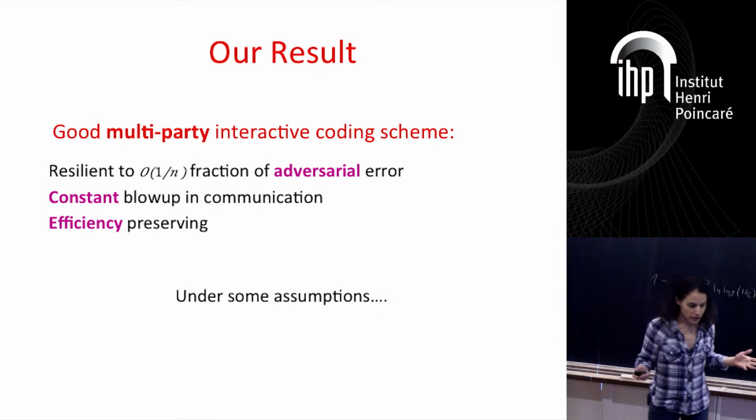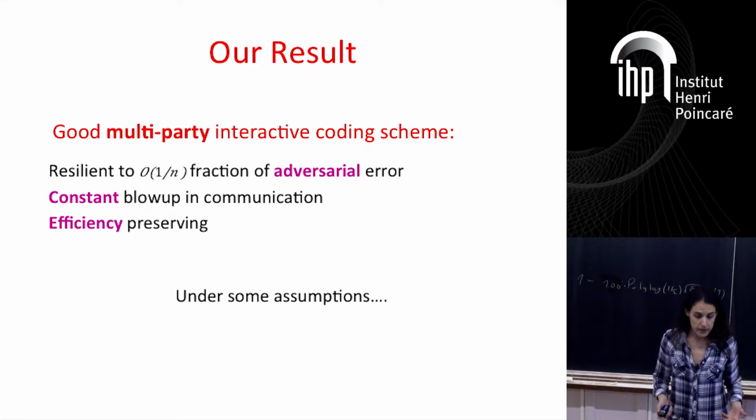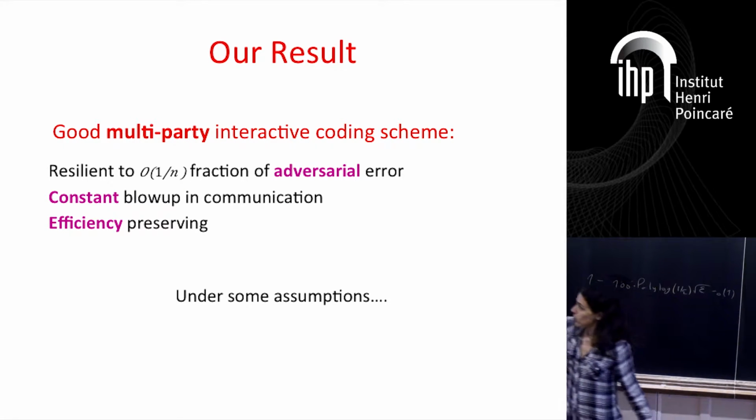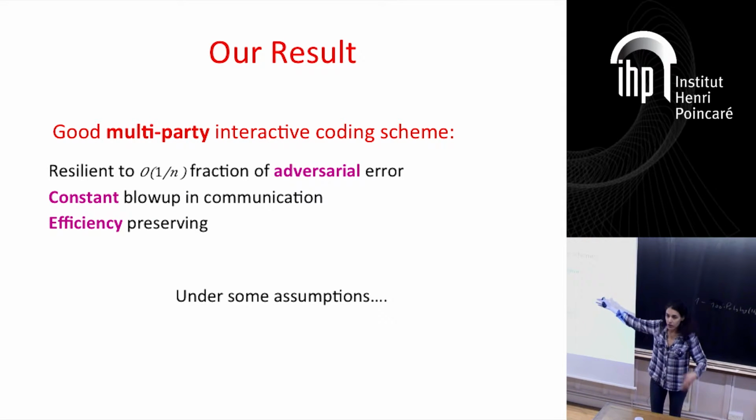We show that in the multi-party setting, we construct an interactive coding scheme that is resilient to a constant over n fraction of adversarial error, where n is the number of parties. The error can be anywhere. There's only a constant blow-up in communication, and the computation is efficient. It's efficiency preserving, so polynomial time overhead. But there are some assumptions, and before I get to the assumptions and the network, let me first explain the model.